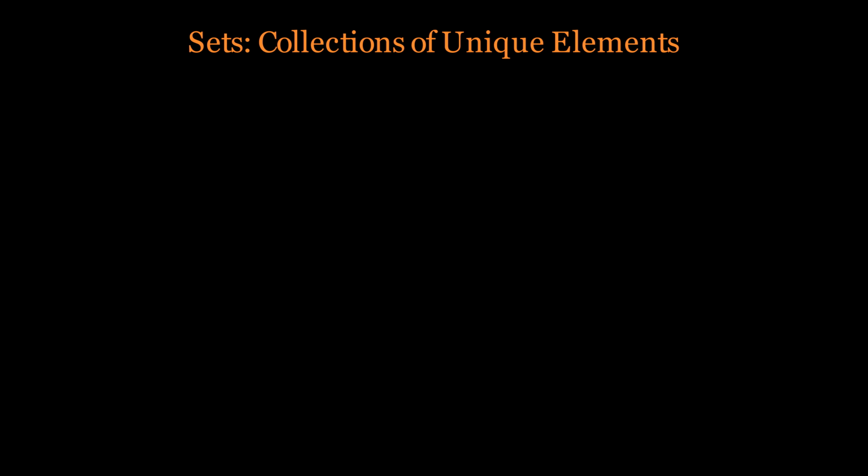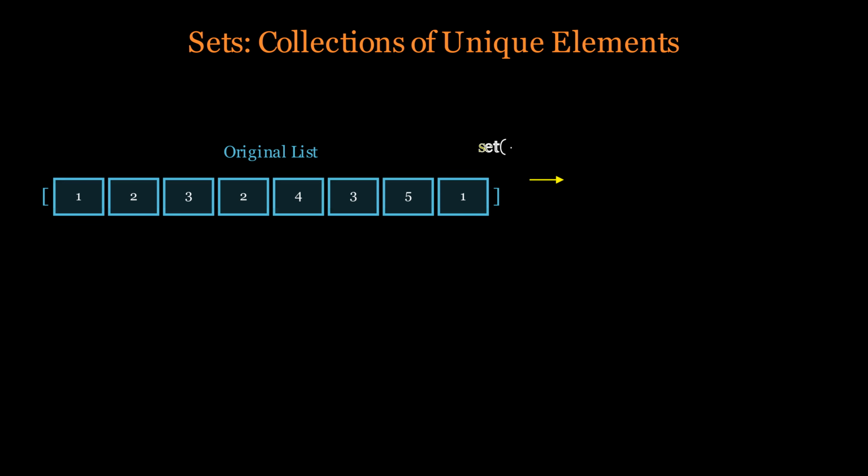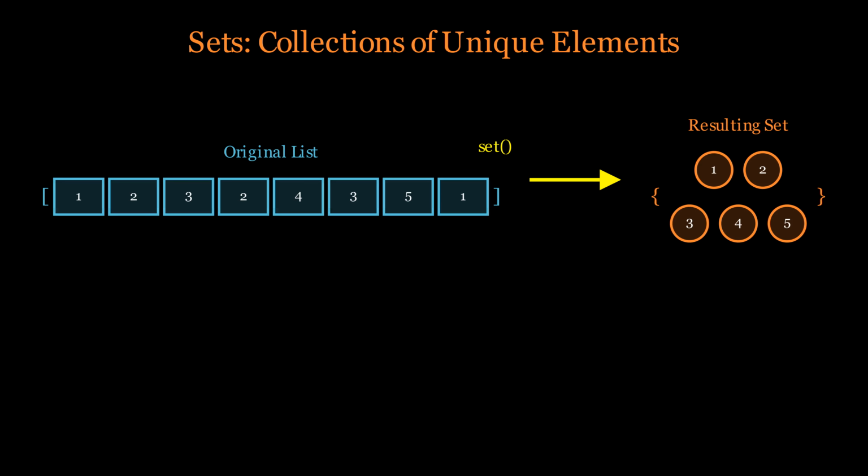Now let's explore sets, Python's solution for managing unique collections. Sets automatically eliminate duplicates and provide powerful operations for mathematical set theory. Here we see a list with duplicate values. When converted to a set, duplicates are automatically removed, leaving only unique elements. Notice how the order might change. Sets are unordered collections.